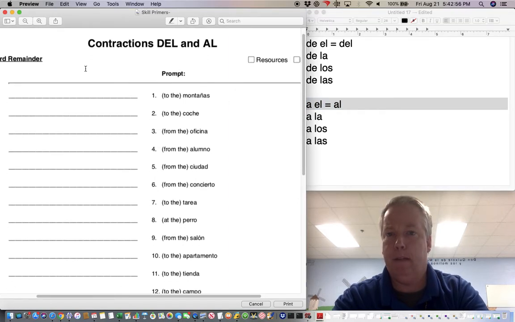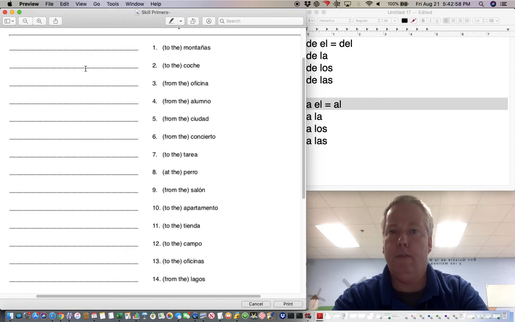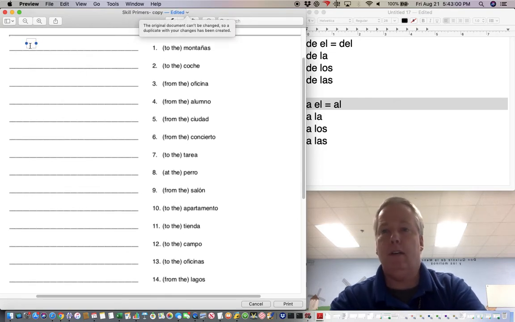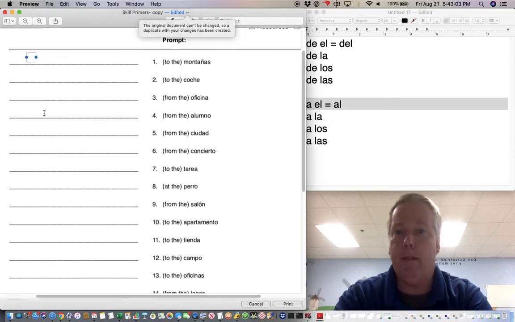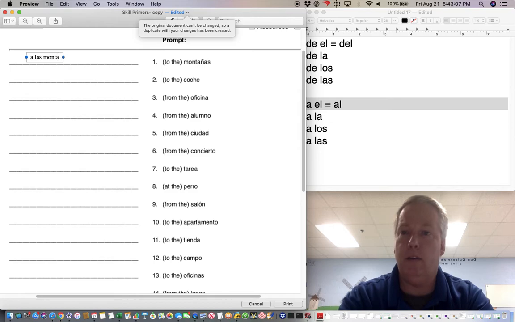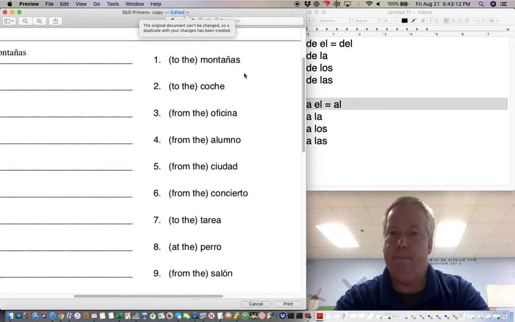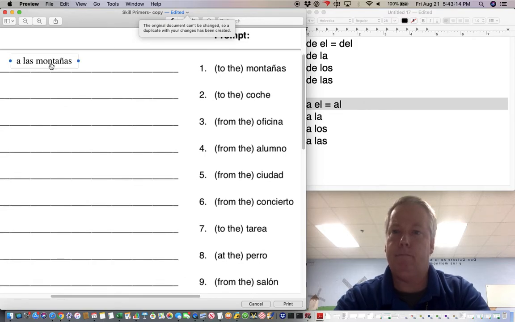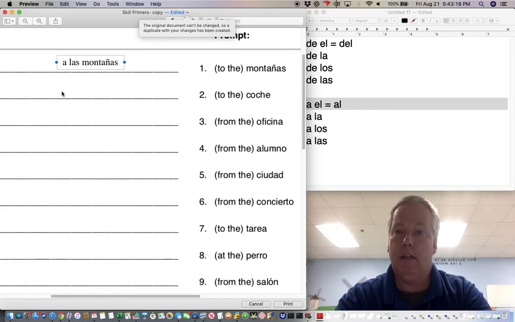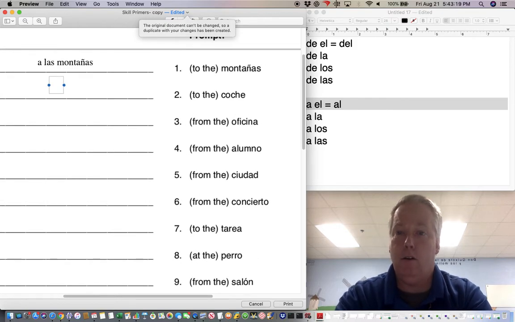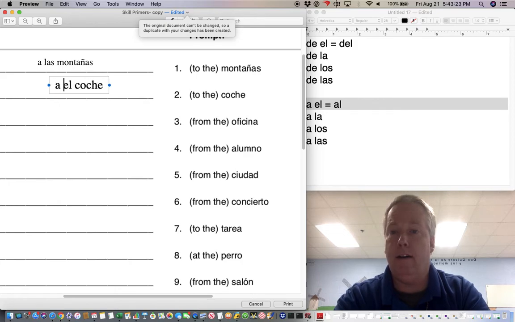Now, let's look at our worksheet. To the montañas. Are montañas a guy? No. They are girls. So, a las montañas. Let's make that a little bigger. Okay, number 2. Coche, is that a guy? Yes, it is. So it would be el coche. When we put a in front of it, to the coche, then we have to make a contraction, al.